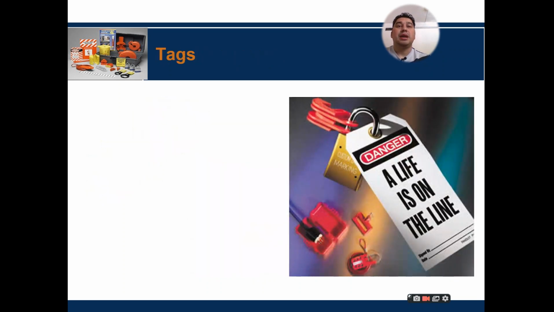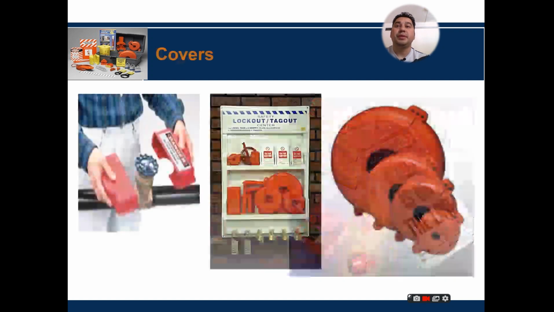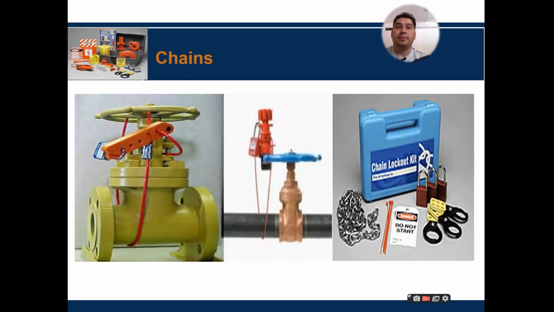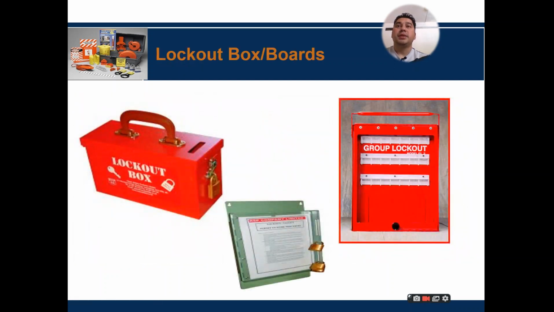And tags: life is on the line. These are the tags. These are the covers that we are using. And chains. These are the chains that we are using for the lockout tagout. Anyone can use them whenever you are following the lockout tagout process. Then lockout box and boards. This is the lockout box and this is the board that can be used.